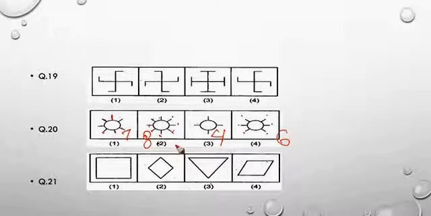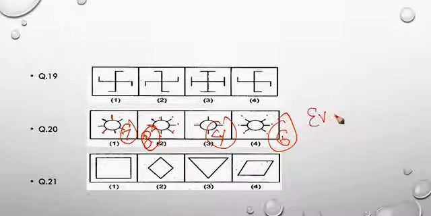So let's analyze these numbers. The first number is 7, the other one is 8, then 4, and then 6. 8, 4, and 6 are even numbers, whereas 7 is an odd number. So on the basis of even and odd, problem figure 1 is the answer for question number 20.